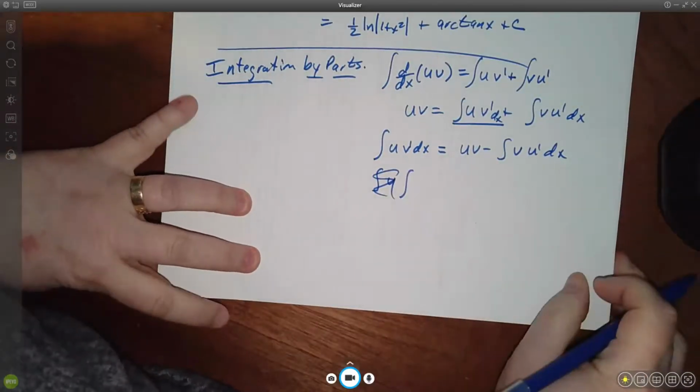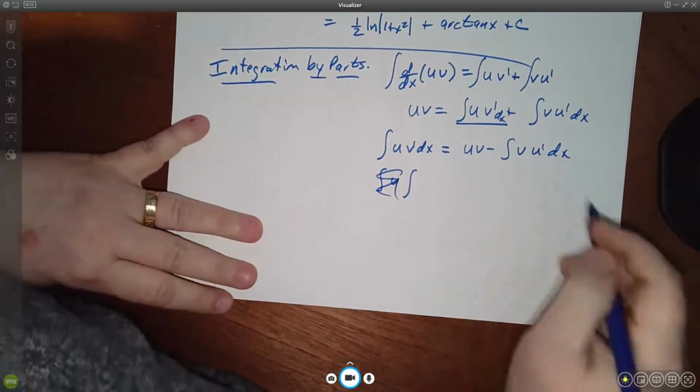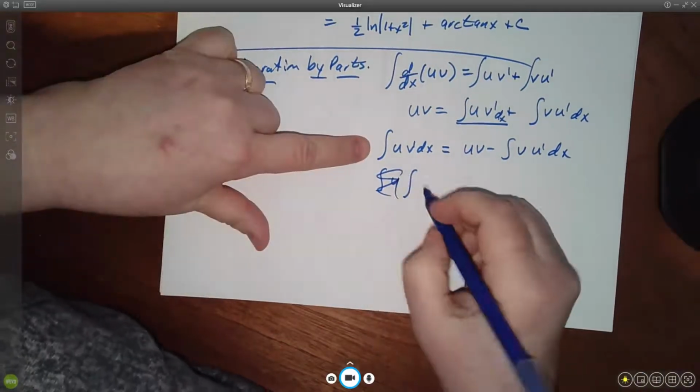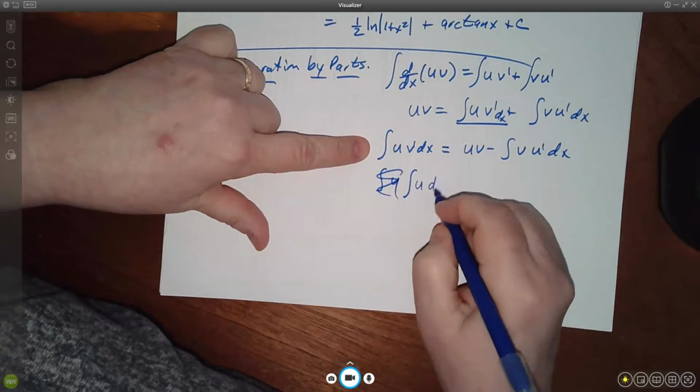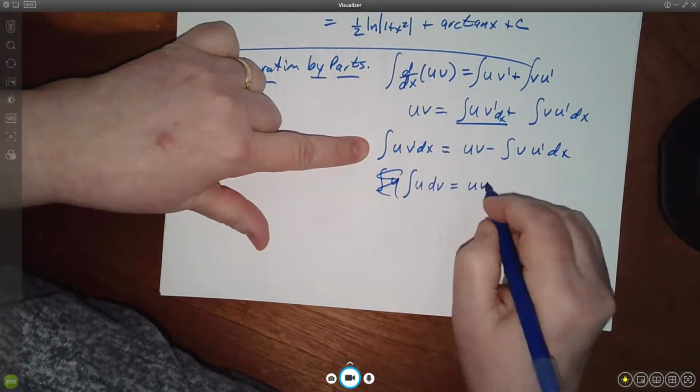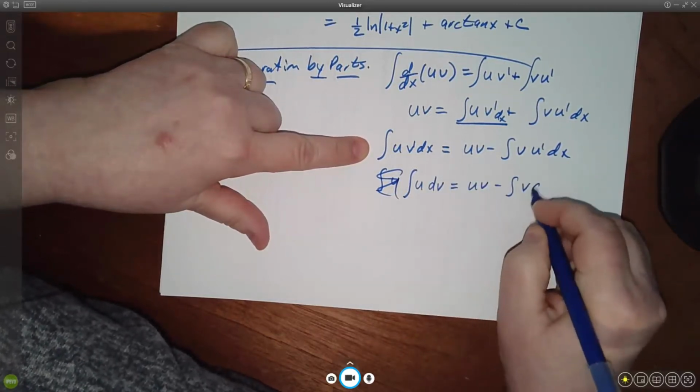Sorry, technical difficulties. The cat decided to knock over the camera. Okay, so the integral of u dv is equal to uv minus the integral of v du.